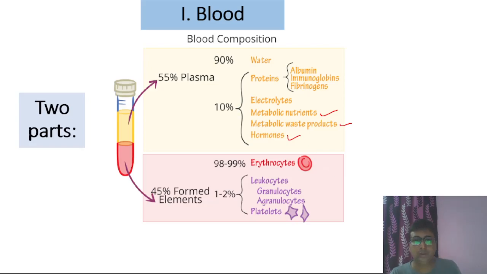Then talking about the formed elements, let's come to the formed elements. What are they? They form the cellular part. In these there are three types: RBCs, WBCs and platelets.